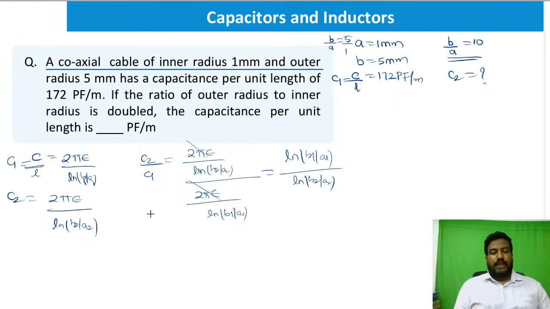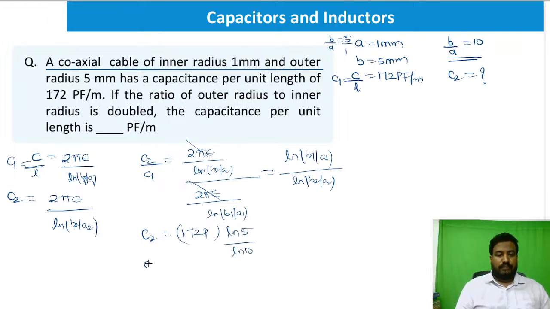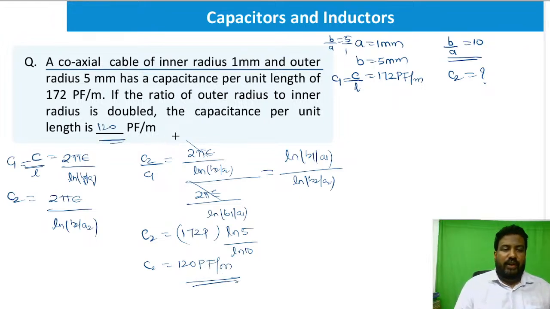How much is C2? C1 is 172 picofarad, into ln of 5 by ln of 10. This goes down to 120 picofarad per meter. So your answer is the new capacitance is 120 picofarad per meter. Any doubts?